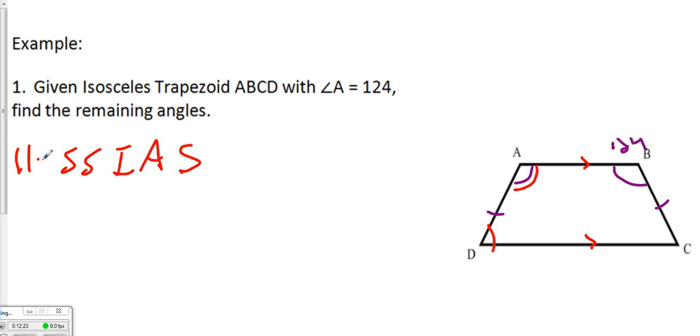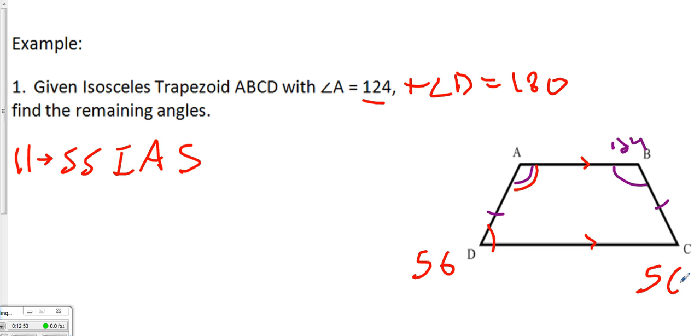Parallel lines imply that same side interior angles are supplementary, which means that this 124 plus angle D has to equal 180. So we'd have to do 180 minus 124 to get angle D here. So D would have to be 56. And if D is 56, C is also 56. So that would be all of the angles of this isosceles trapezoid.